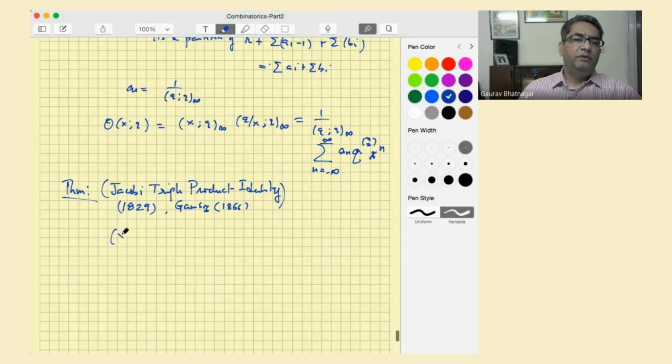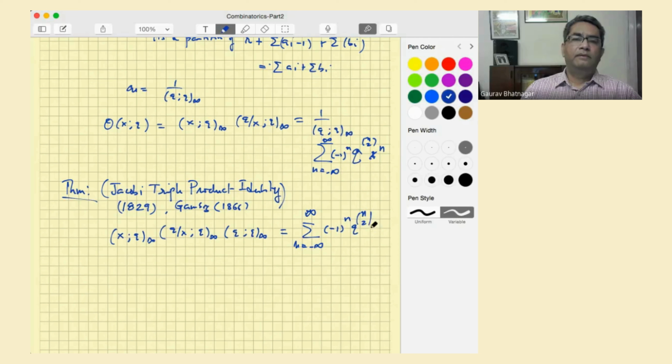And why is it called triple product identity? Because we can bring this other product to this side. Sorry, this a_n is already determined. It was minus 1 raised to n, q raised to n minus 2. So this is again, I remind you where n choose 2 is just short form for n into n minus 1.